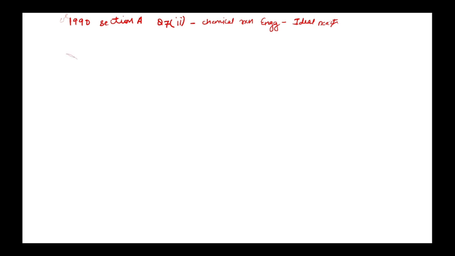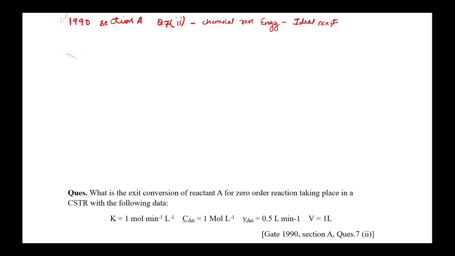So what is the question saying? What is the exit conversion of reactant A for a zero order reaction taking place in a CSTR? Very first, we will make a CSTR. We all know how a CSTR looks like. It is a continuous flow reactor. Feed continuously gets in and goes out, and the reaction takes place with the help of the stirrer to make a uniform concentration. If you take any sample from inside the reactor, the concentration will be uniform.